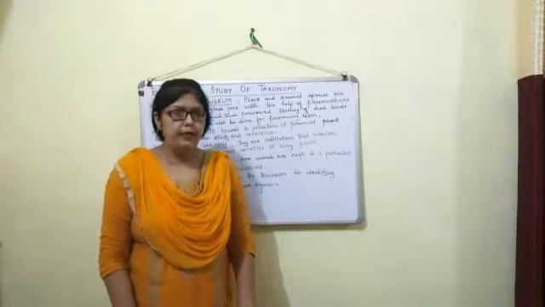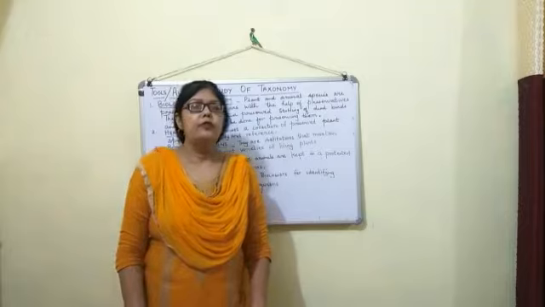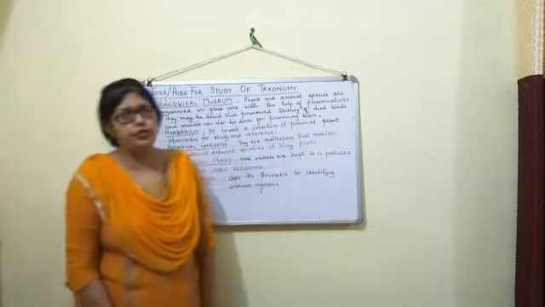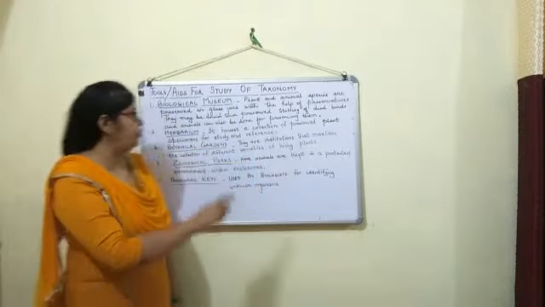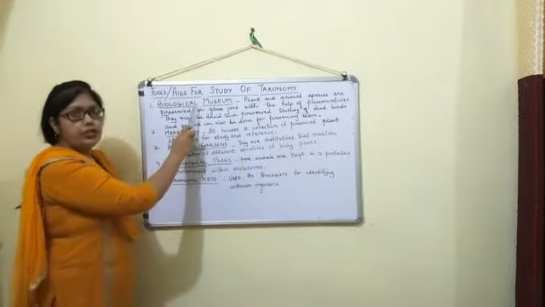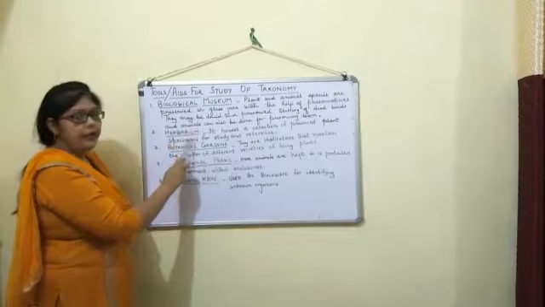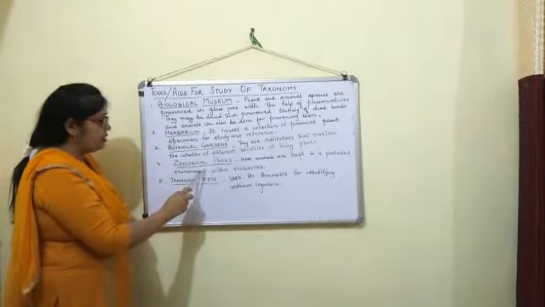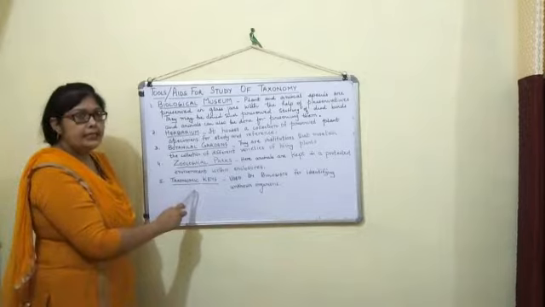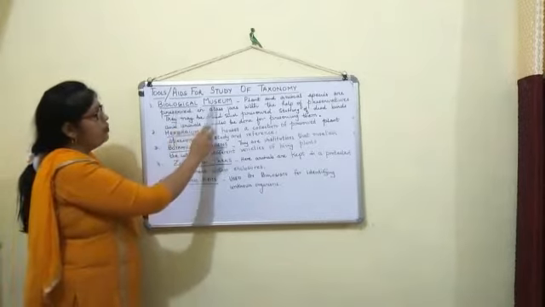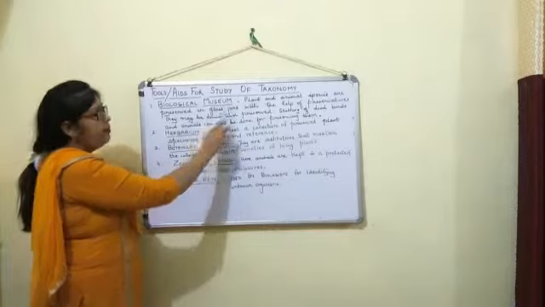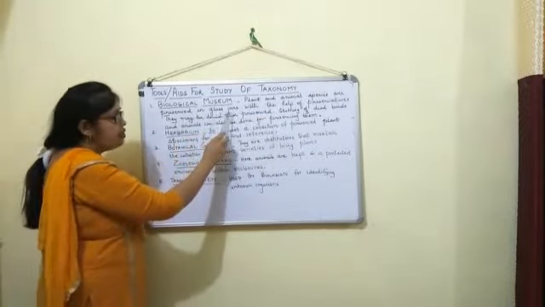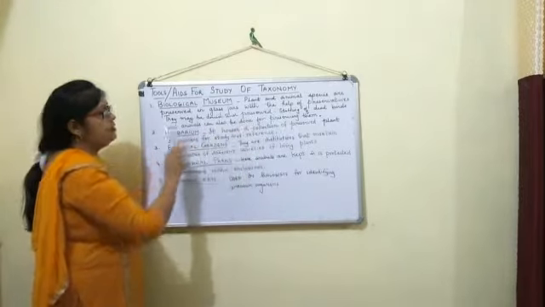For naming, classification, for identification of animals, various tools are used. And the tools used in taxonomy include biological museum, herbarium, botanical gardens, zoological parks, taxonomic keys. So first we come to biological museum. Plant and animal species are preserved in glass jars with the help of preservatives.